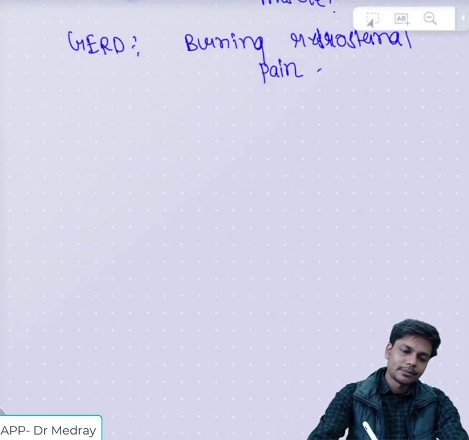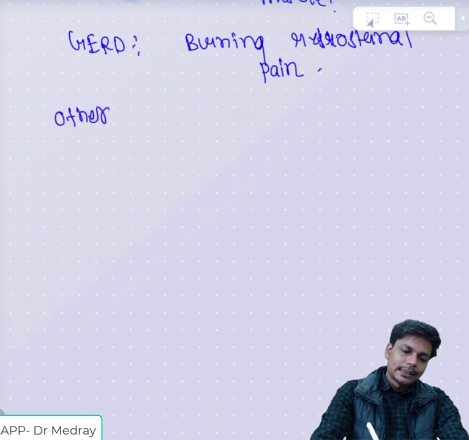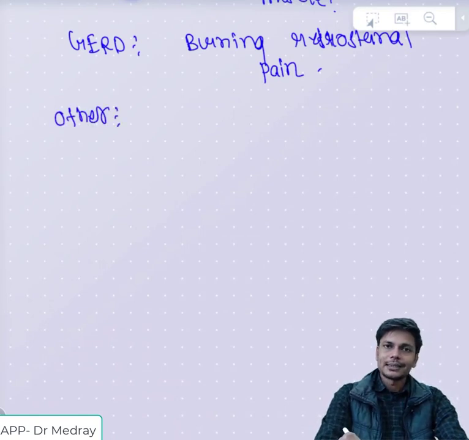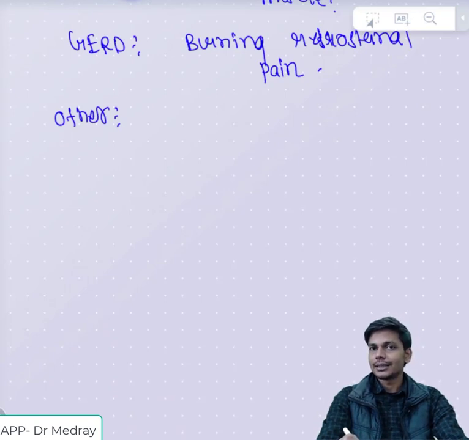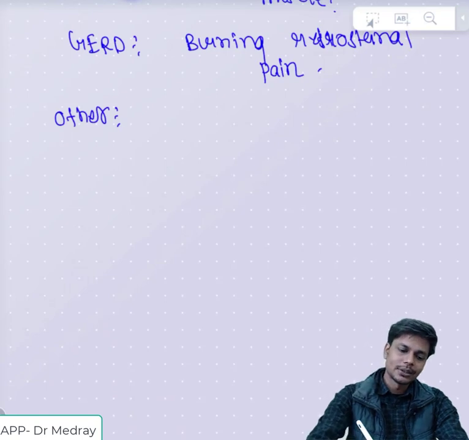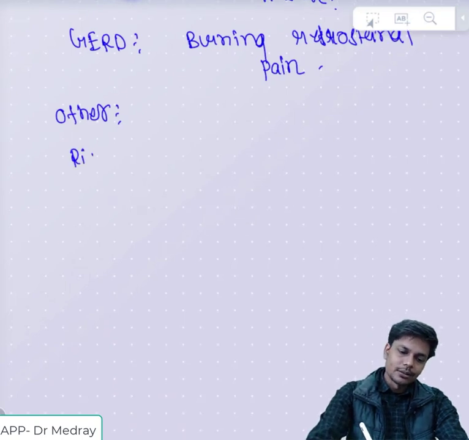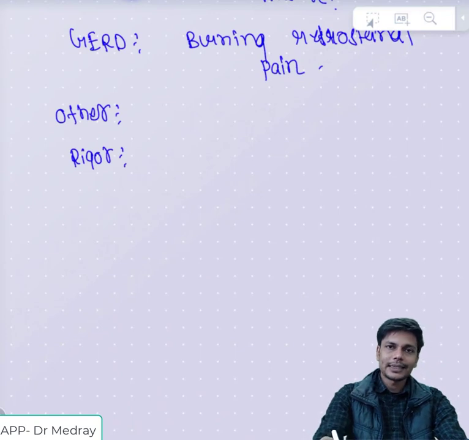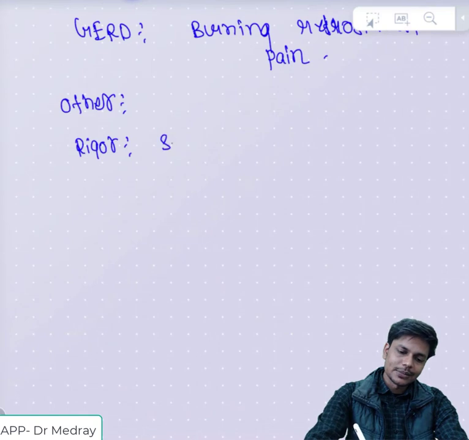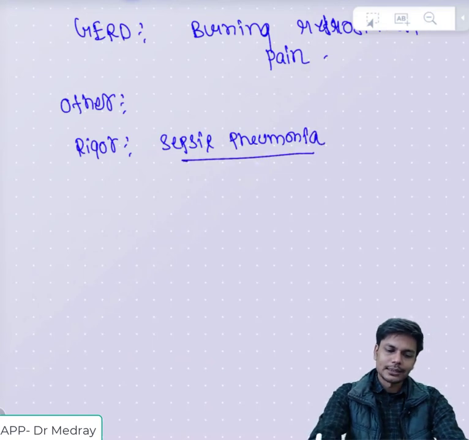What are the other clinical features in the respiratory system for which patients present to us, or associated symptoms along with fever, cough, hemoptysis, breathing difficulty, chest pain, wheeze? What are the other symptoms in the respiratory system? Rigor. Rigor can present to us in respiratory system disease, in sepsis associated with pneumonia.